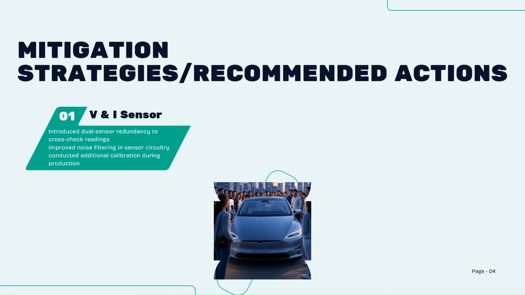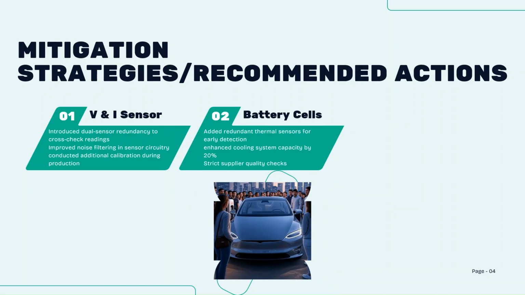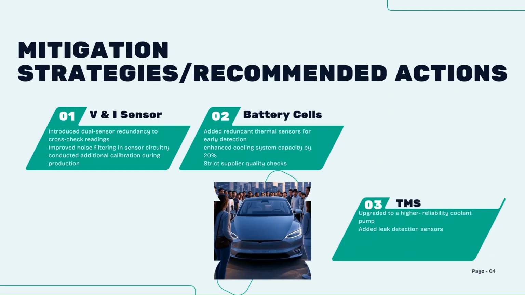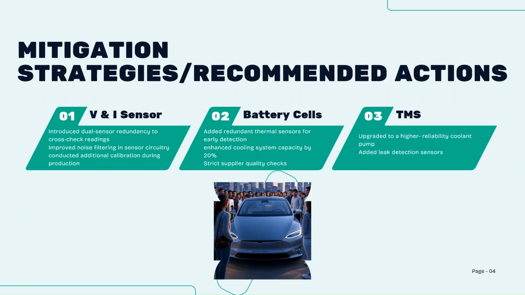For the V&I sensor, introduce dual sensor redundancy to cross-check readings, improved noise filtering in sensor circuitry, conducted additional calibration during production. Battery cells, we have added redundant thermal sensors for early detection, enhanced cooling system capacity by 20%, strict supplier quality checks. For the thermal management system, we have upgraded to a higher reliability coolant pump, added leak detection sensors.